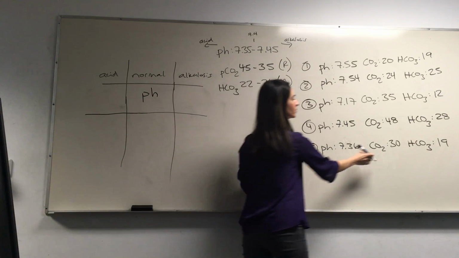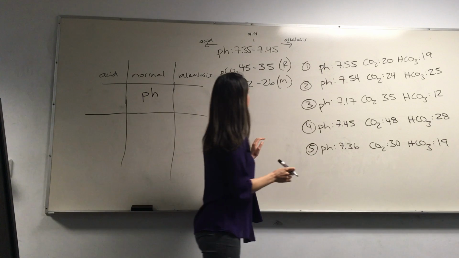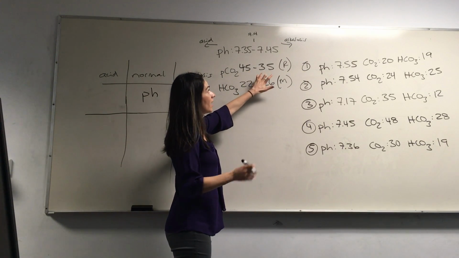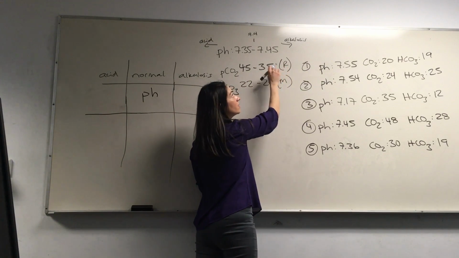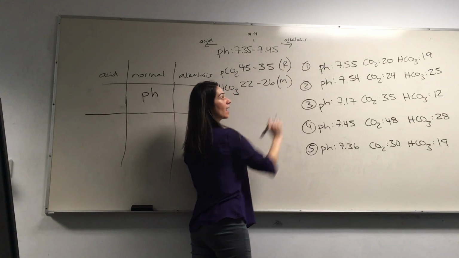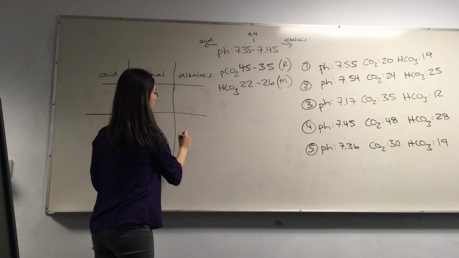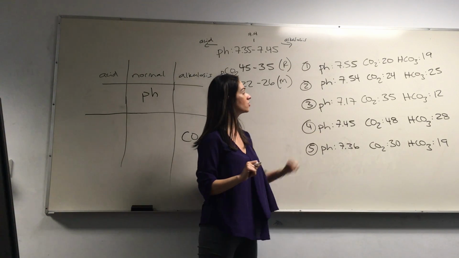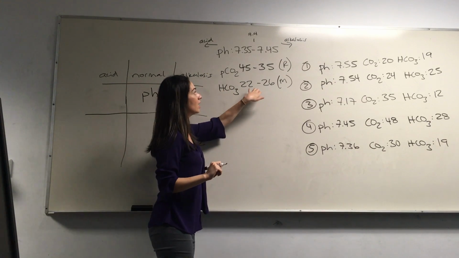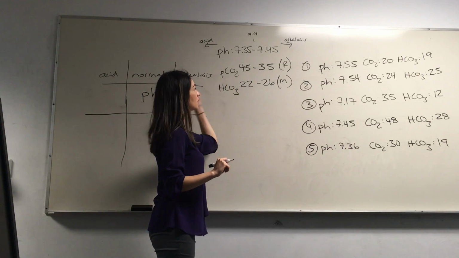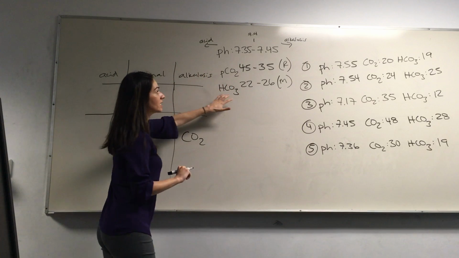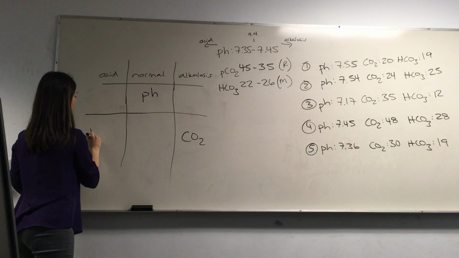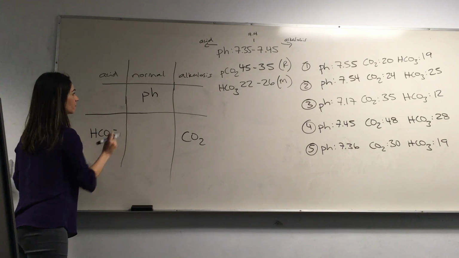Let's look at our CO2. Our CO2 is 30, and our range is 45 to 35. Well, 30 is less than 35, so it's more towards the alkalotic side. So put your CO2 on the alkalotic side. Last thing, look at your bicarb, it's 19. 19 is less than 22, so we have less base, so it's making it more acidic. So we're gonna put our bicarb on the acidic side, okay?